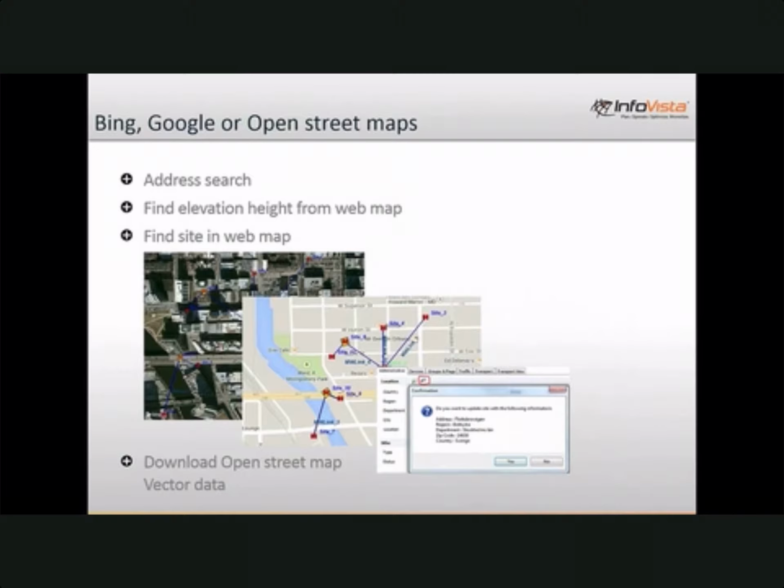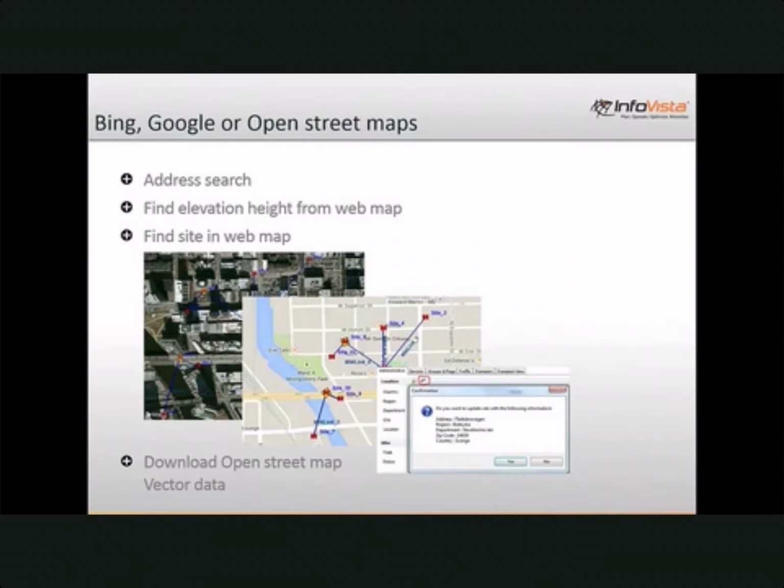You can also do an address search. For example, if you have a site, then you can click on a small button and just get information about the address, the region, country, zip code, etc. You just click on yes, and then it will be imported, and you have that information inside Ellipse. You can also do the same with elevation height, import to your site.